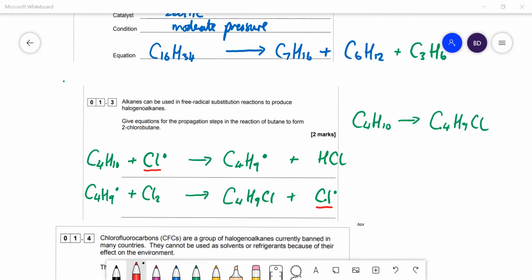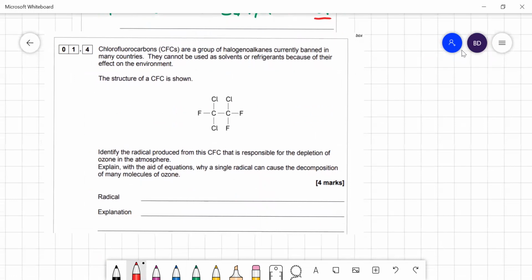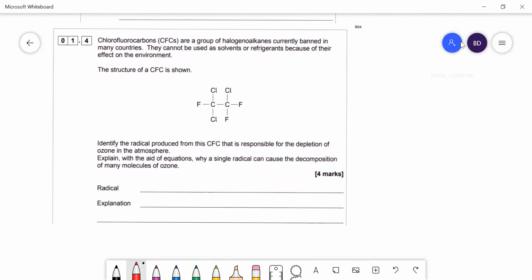Okay, so now this is about chlorofluorocarbons, CFCs, and they're banned, it says here, because they can deplete the ozone layer. Identify the radical produced by the CFC that's responsible for the depletion of the ozone layer. It is the carbon-chlorine bond which gets broken by UV light in the upper atmosphere to produce the chlorine free radical. The C-F bond is too strong, it won't be broken.